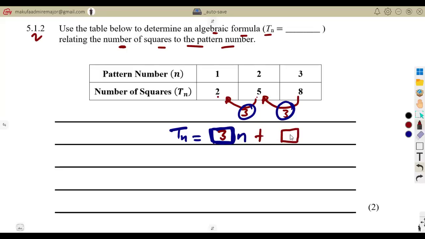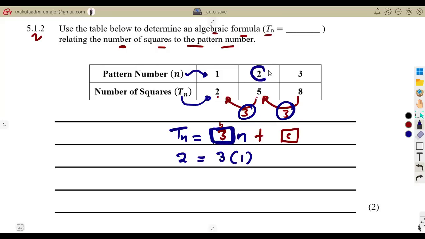We do not know this. So how are we going to obtain this value? We can just call it C. So let's call it Bn plus C, where B is the difference and C is the value to be determined. They are saying the pattern number n is equal to 1. At that moment, Tn is 2. So when n is 1, Tn is 2.